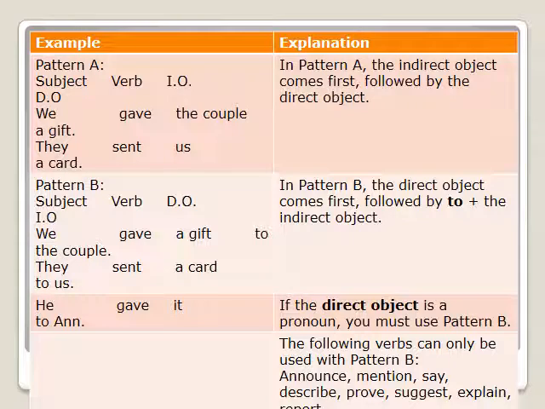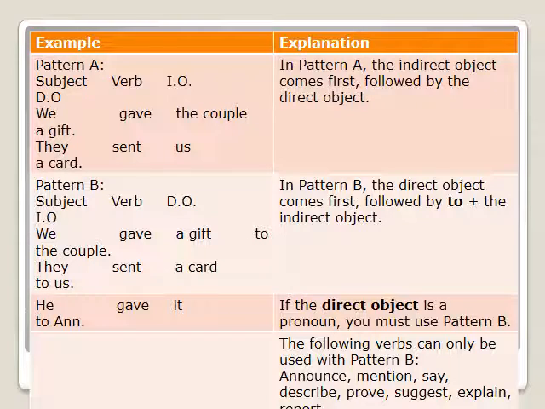So our example here is we gave the couple a gift. So we gave what? A gift. Who got the gift? The couple. So gift is the direct object and the couple is the indirect object. They sent us a card. Okay? So in this one we say they sent what? The answer is a card. Who got the card? Us. So the indirect object is us and the direct object is a card. So that's the first pattern, pattern A. Indirect first and then direct.